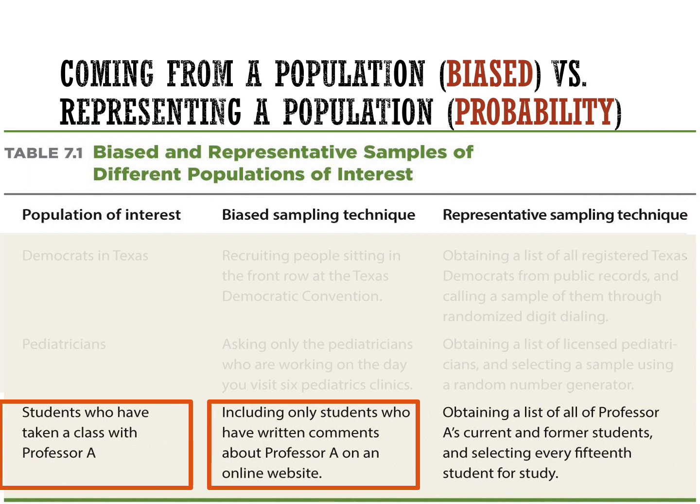To get a representative sample, you could get a list of all of the students, current and former students, that Professor A has taught, and then you can select every 15th student for the study. That would be an example of systematic random sampling, where all of your population of interest has an equal chance of being in a survey because you're randomly selecting them.